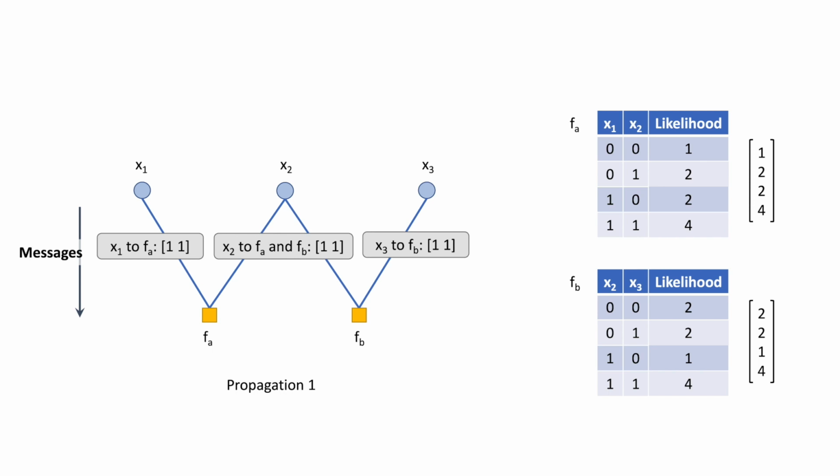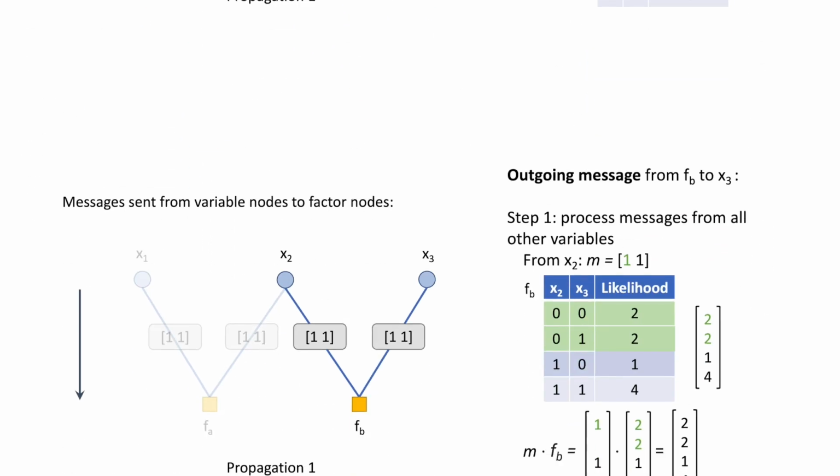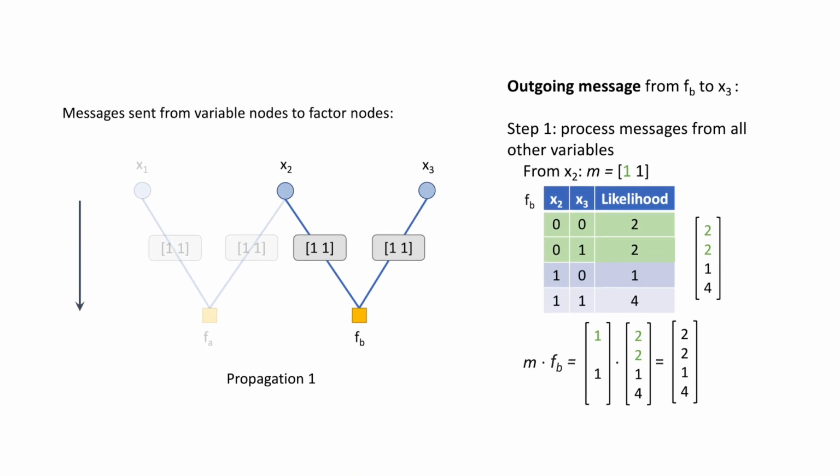Since there's no previous information gathered, all messages in propagation 1 from the variable node are 1, 1, meaning it's equally probable to be in state 0 and state 1. Once the factor node receives messages from the variables, they will combine the information they received into a new message and send them back to the variables.